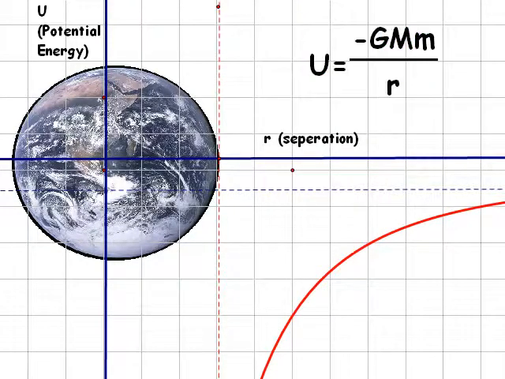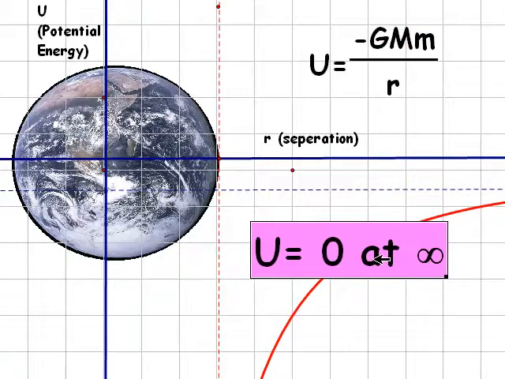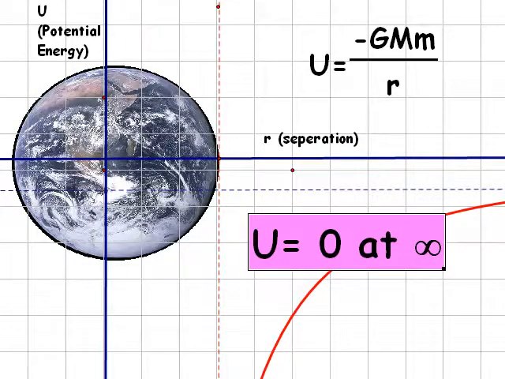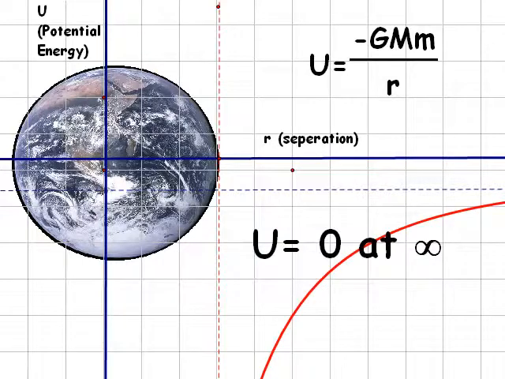Now we consider potential energy to be zero at infinity. And so any object, for example an asteroid, would have zero potential energy at infinity, and it would just continuously lose that potential energy as it gets closer and closer to Earth. That potential energy is going to get transformed into kinetic energy, and it's going to be moving faster and faster and faster as it gets close to the Earth.